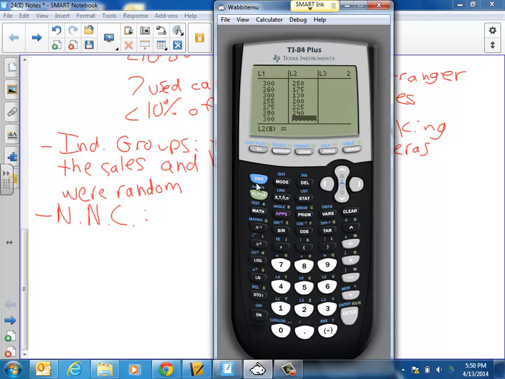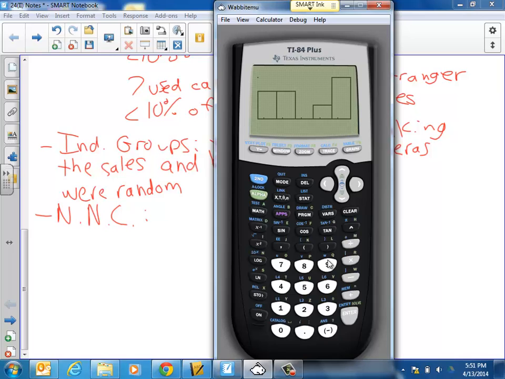Next, don't forget, we need to make two histograms here, one for each different set of sample data. So go second stat plot. That is on. It's currently set to L2. I'll change it to L1. Yeah, we'll change it to L1. Enter that. Let's see how zoom stat works. Quit out of that. Zoom stat.